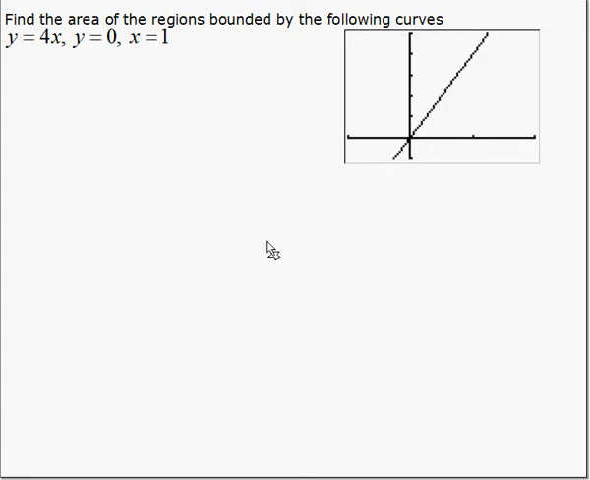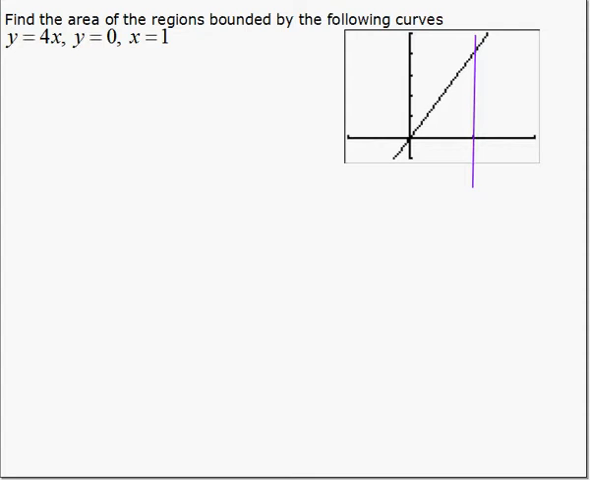In the following example, we're asked to find the region bounded by the curves y equals 4x, y equals 0, and x equals 1. Here we have the graph of y equals 4x. If we place the line x equals 1 on the graph, it's this line here. y equals 0 is the x-axis, so here. So here's the region that we're interested in finding the area of.